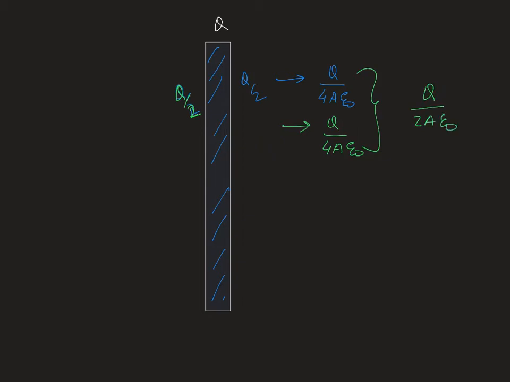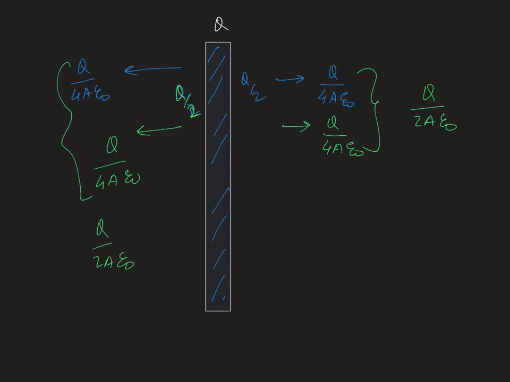Likewise, due to the blue q by 2, the field on the left is q by 4A epsilon naught, and due to the green q by 2, it is q by 4A epsilon naught, and then you combine it and it becomes q by 2A epsilon naught. That is the total field.